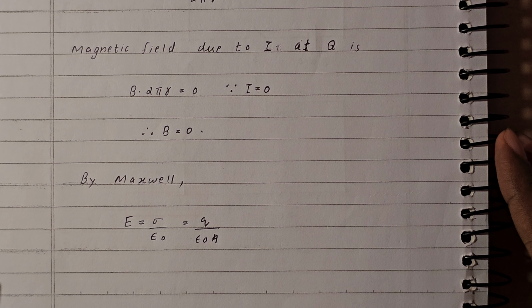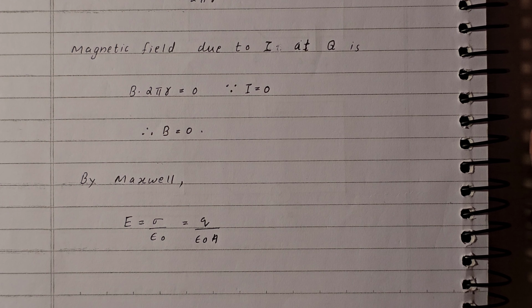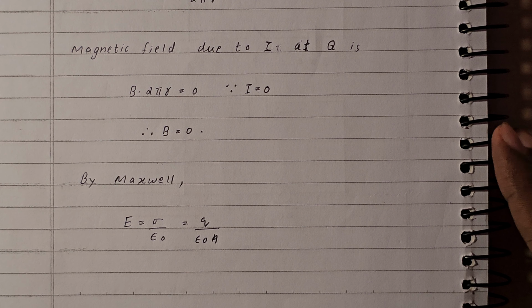So inside the capacitor, there is no conduction current. Conduction current is only outside the capacitor. Inside, there is no conduction current, so the magnetic field inside is 0. This inconsistency was cleared by Maxwell.